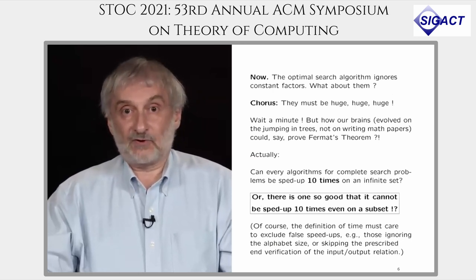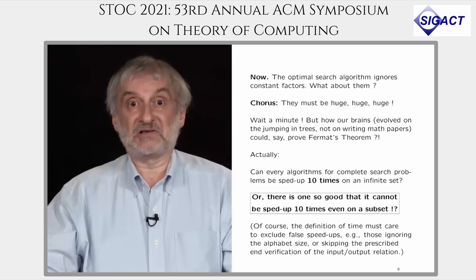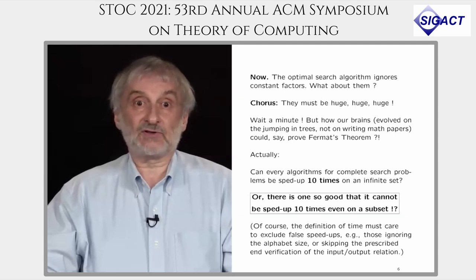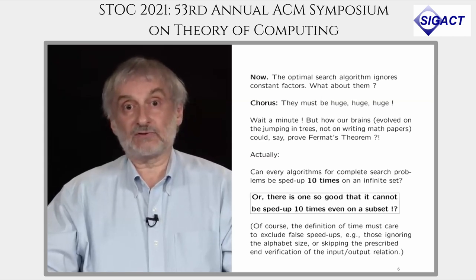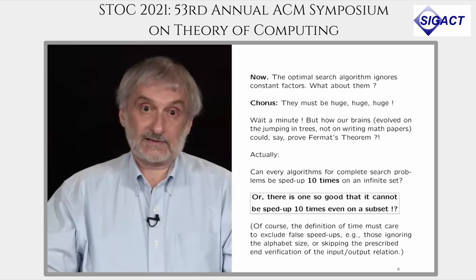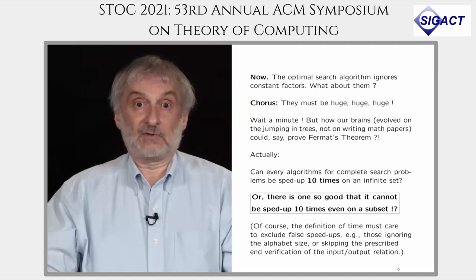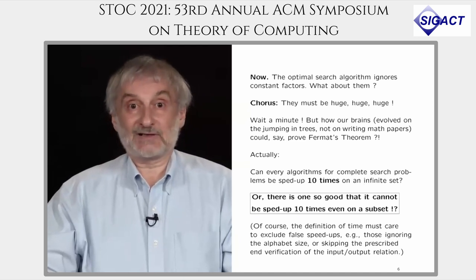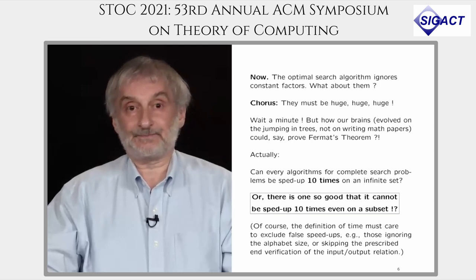The concept of optimal algorithm for search problems ignores constant factors completely. So it is tempting to assume that they must be enormous. However, this doesn't seem so to me. Our brains have evolved on jumping in trees, not on writing mass particles. And yet, we prove Fermat's theorems, design nuclear bombs, and even write STOC papers. We must have some quite efficient and quite universal guessing algorithms built in.